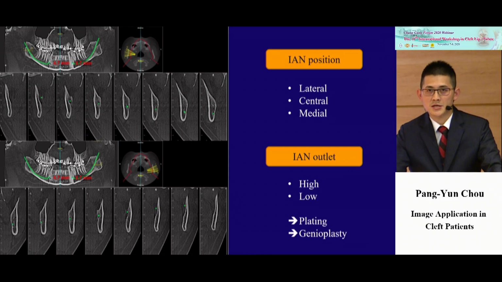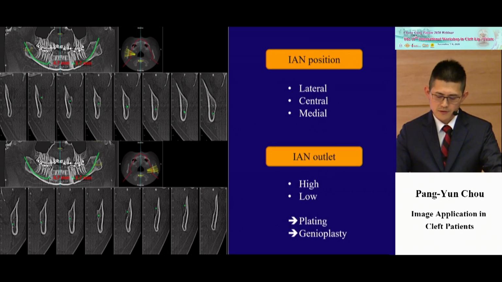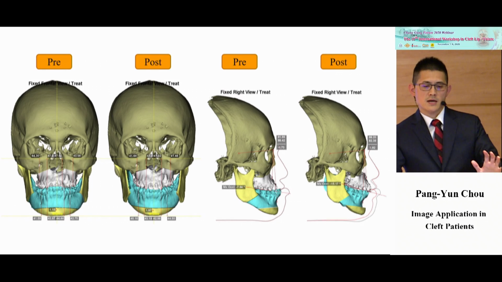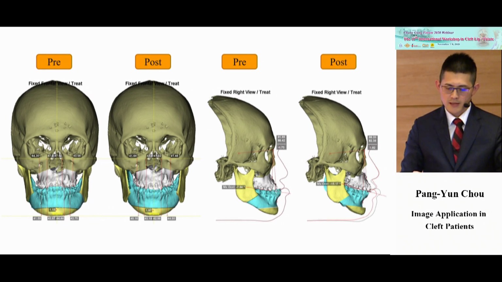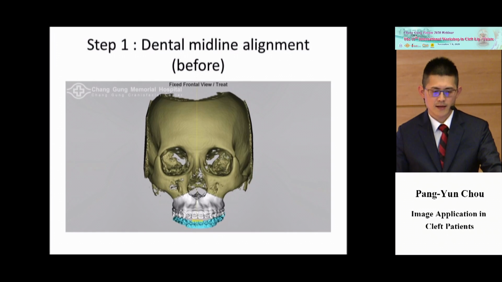Maybe in the last stage, you want to perform the genioplasty. So what different style of cutting do you want to deliver? Based on your knowledge of the inferior alveolar nerve's outlet, you will not damage the nerve. So all the information can be obtained before the surgery, before and post-op. All this bony relationship you can simulate before the surgery. So we can check a small video.